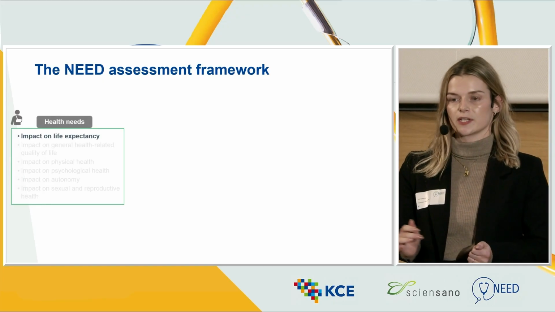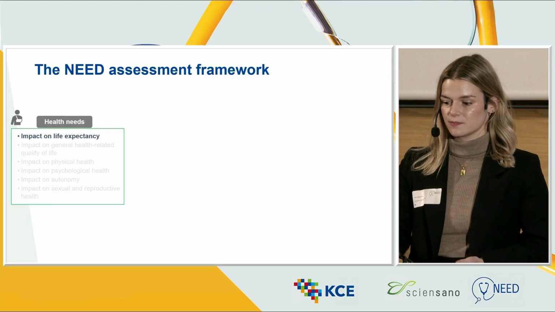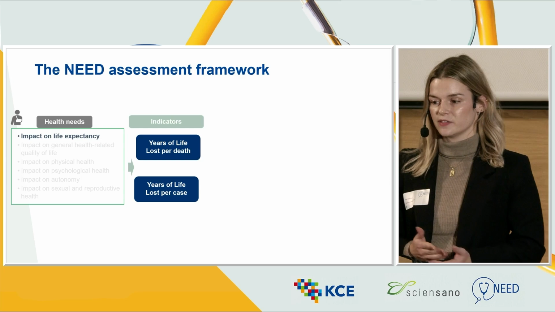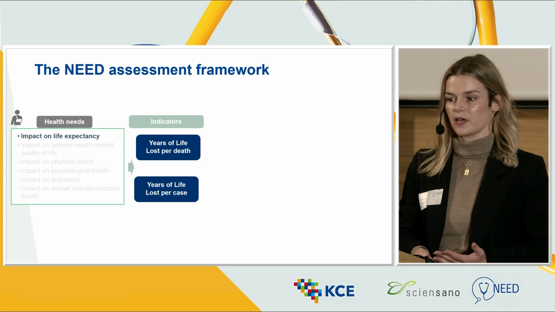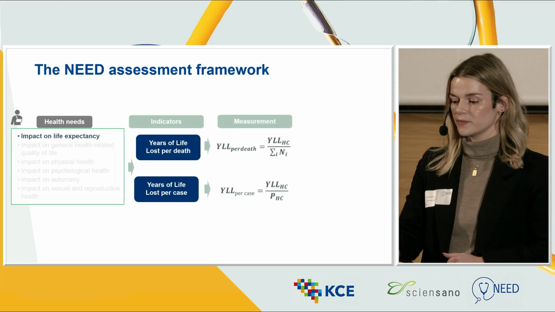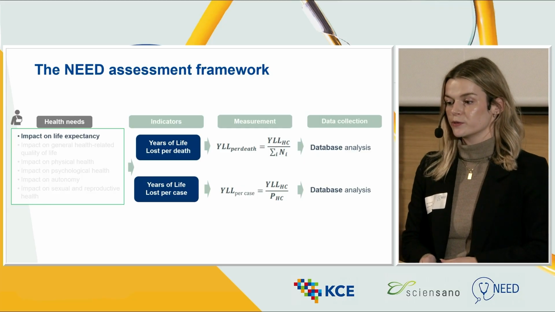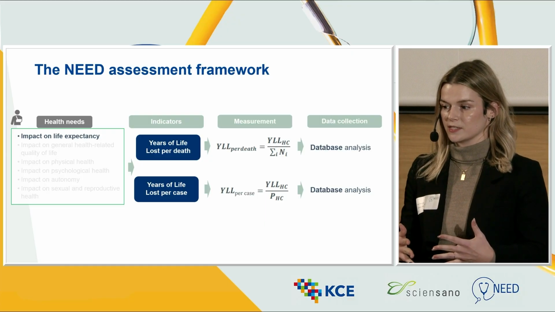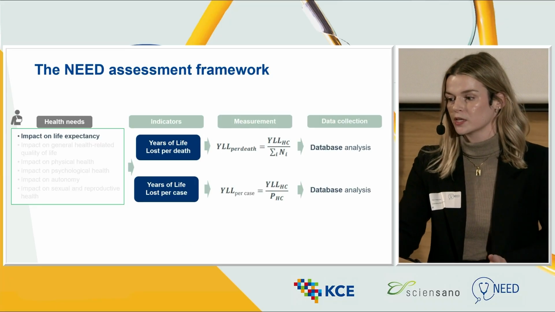So just to show you an example, here we see the criterion impact on life expectancy, which is part of the patient health needs. We have identified 2 indicators to measure this, so years of life lost per death and years of life lost per case. Then you see the measurement method and, of course, the recommended data collection method. So for these indicators, we suggest to use database analysis. And this is also where my presentation will be about.